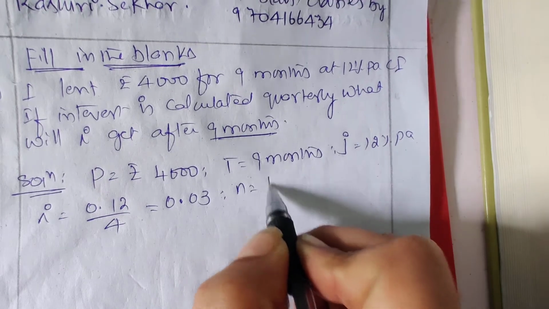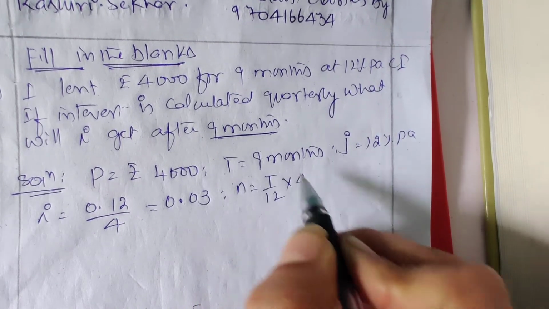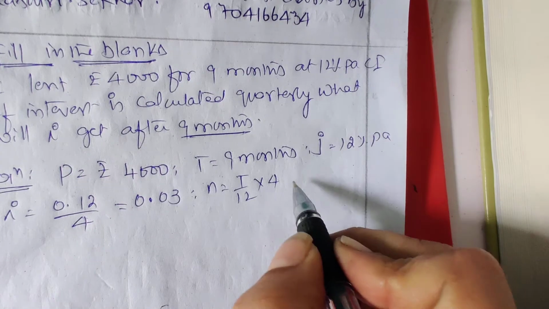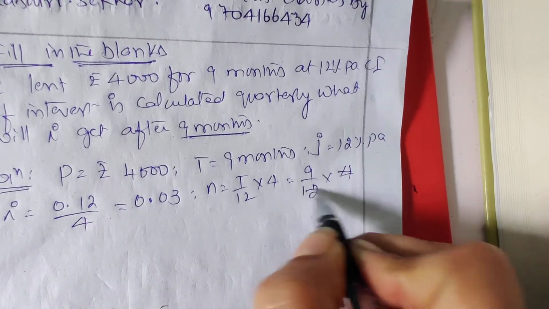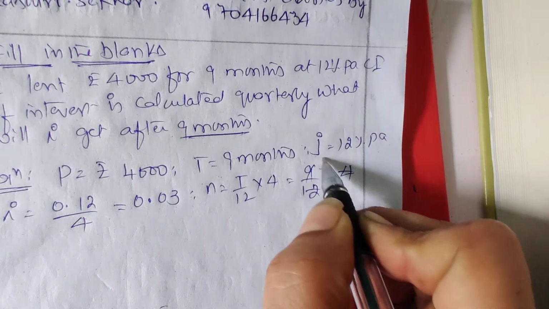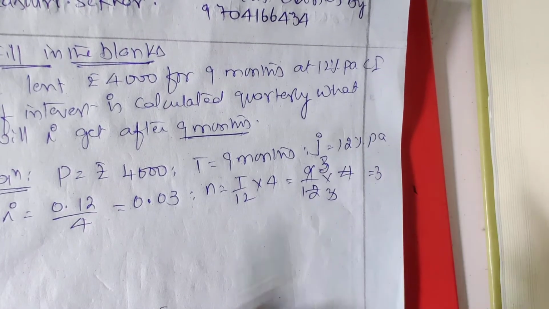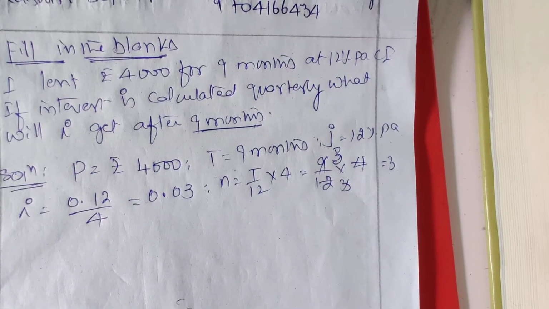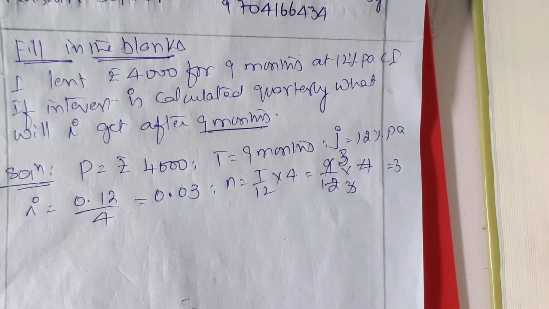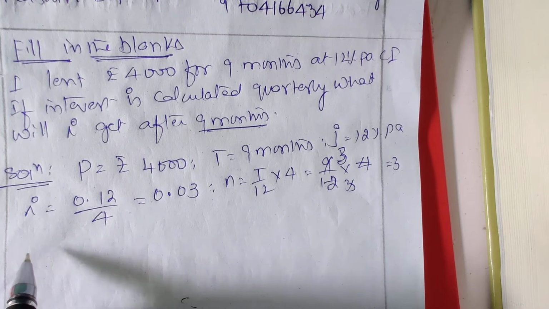N is equal to T by 12 into 4. It is given in months, so first we have to convert into years. 9 by 12 into 4 is 3. So in 9 months, how many times will the bank calculate the interest, sir? 3 times it will calculate the interest.